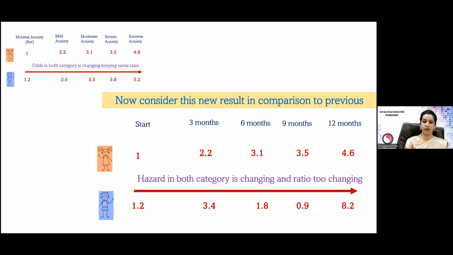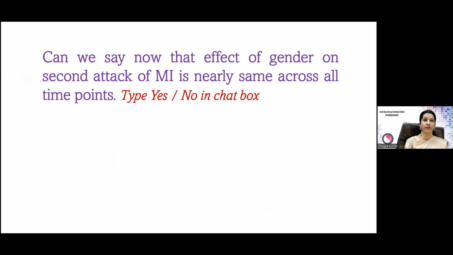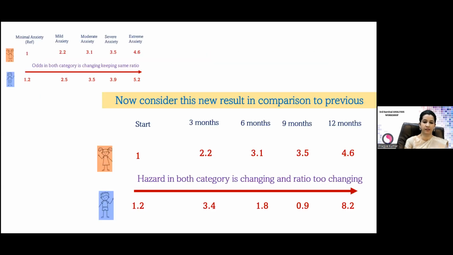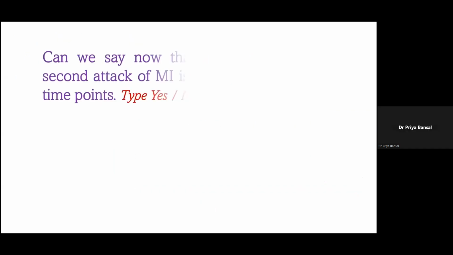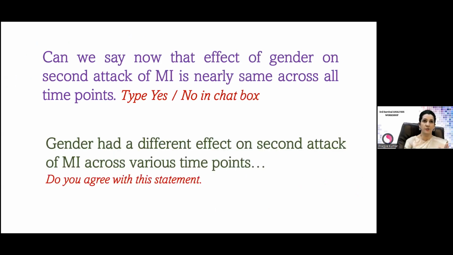You will see that now this hazard ratio has started decreasing. So can we say here that the effect of gender on second attack of MI or heart attack is nearly the same across all time points? Can we say like that? In this case, no. No, we cannot say that, because the hazard ratio is changing. So gender had a different effect on the second attack of MI across various time points. Do you agree with this statement?